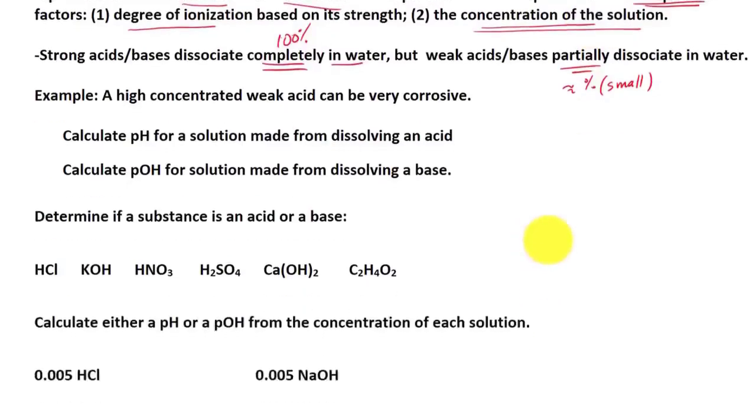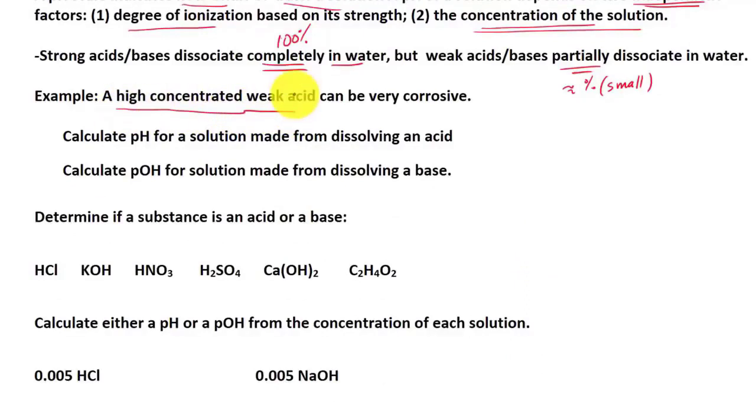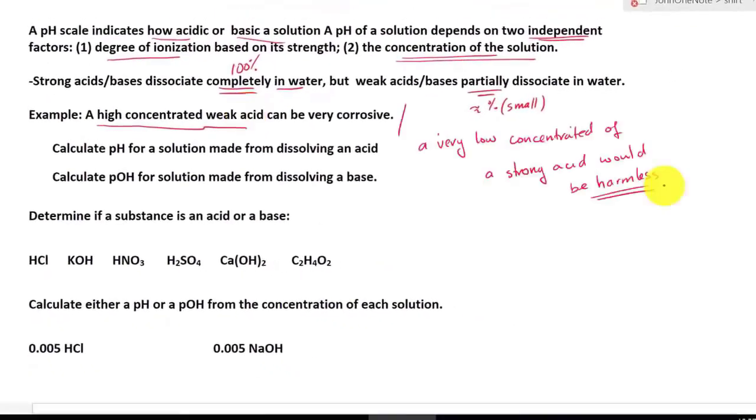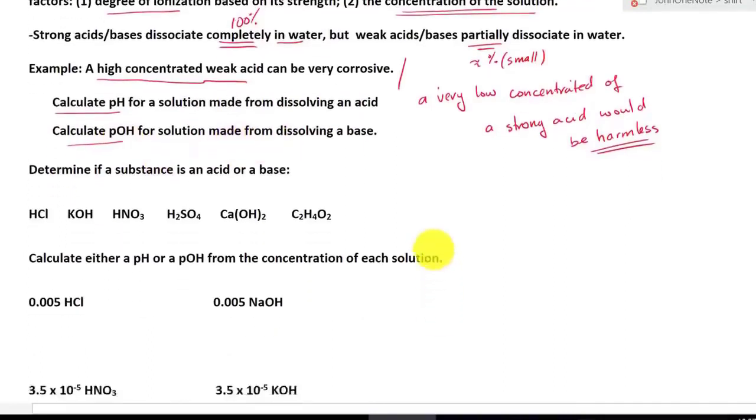Very important. Basically, I'm saying that if you have a highly concentrated weak acid solution, it can be very corrosive. But if you have a very dilute, very low concentration of a strong acid, it will still be very harmless. And again, just a review: calculate pH for a solution made from dissolving an acid, and calculate pOH for a solution made from dissolving a base. We're going to look at that example in a few minutes.